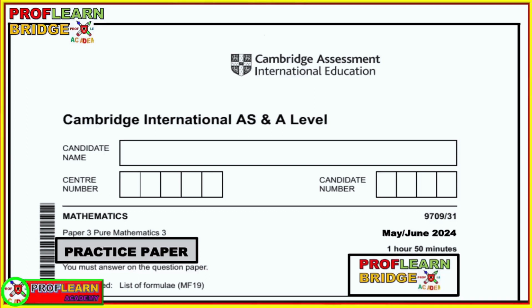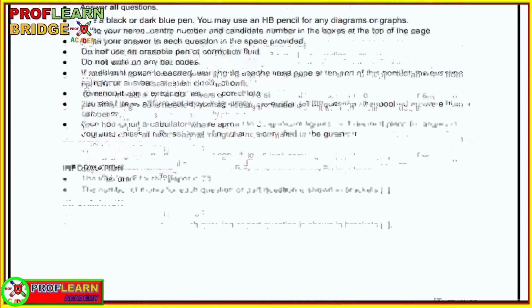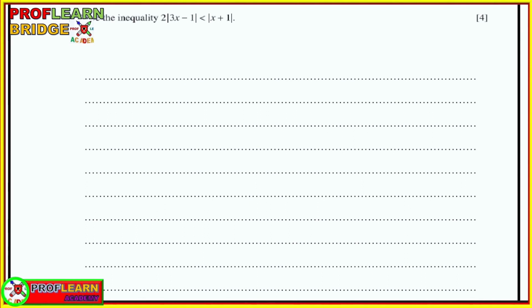In the first topic, we are having modulus functions, and we are going to see how you are supposed to approach this. We are told to solve the inequality where you are given 2|3x - 1| < |x + 1|. To approach this question, there are different approaches you can use. For instance, you can ignore one of the modulus and then use the positive and negative sign. But here, I want us to square both sides.